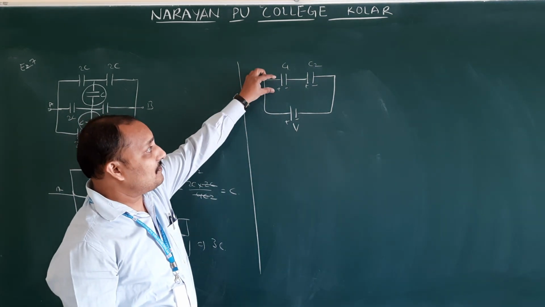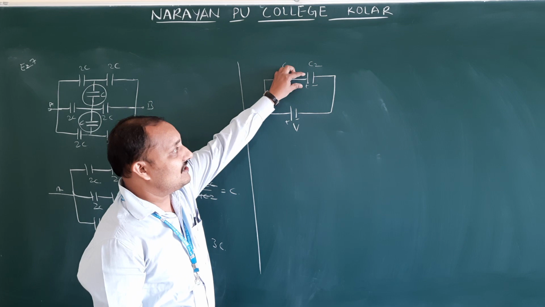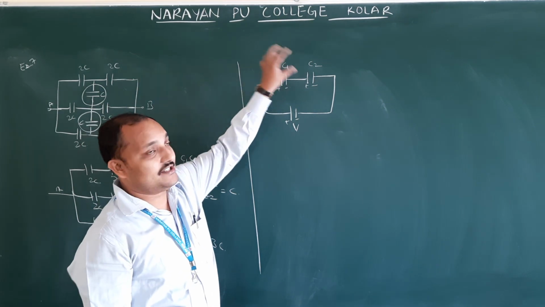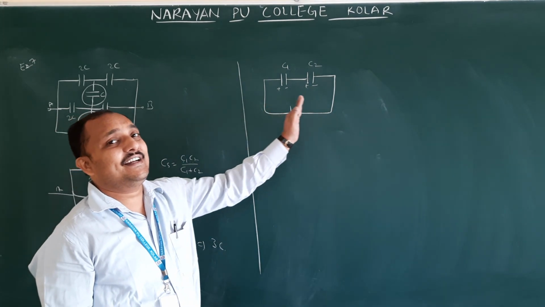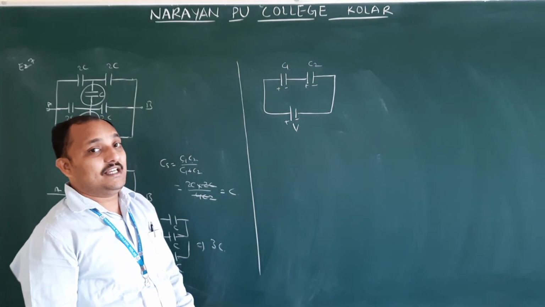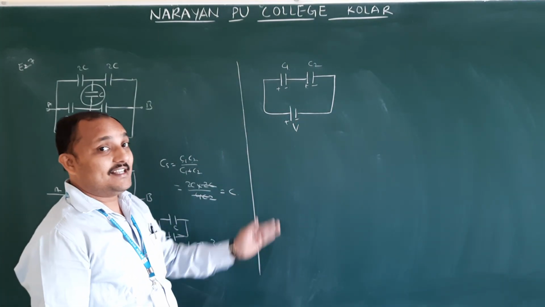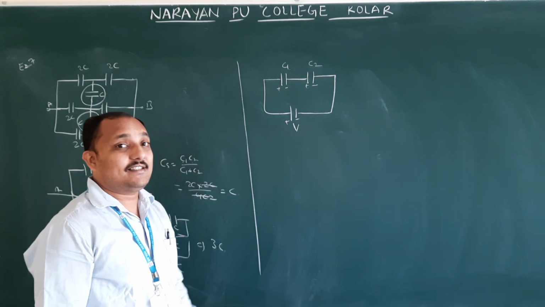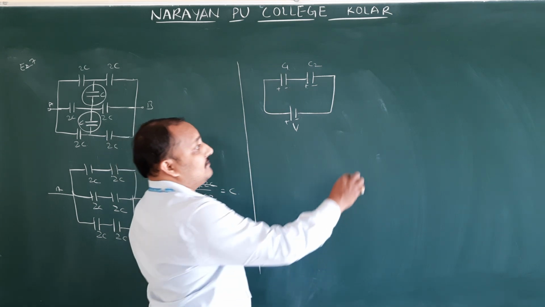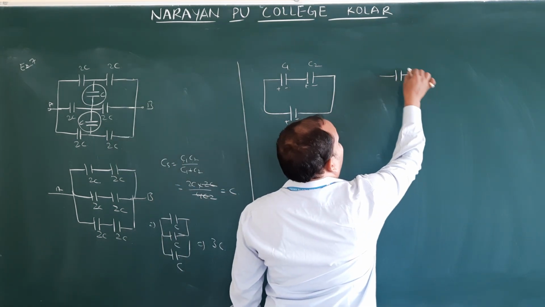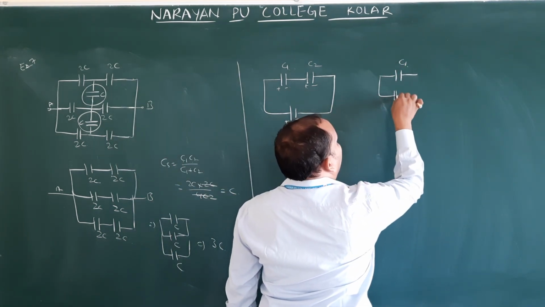Okay, so now what is the potential difference across this one, and what is the charge on C1 and C2? For these PU concepts we give: if capacitors are connected in series, what will be the same? Charge is the same. If resistors are connected in series, what is the same? Current is the same. Like that, if capacitors are connected in parallel, what is the same?